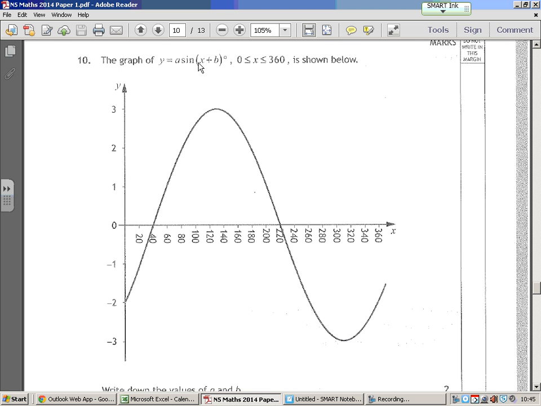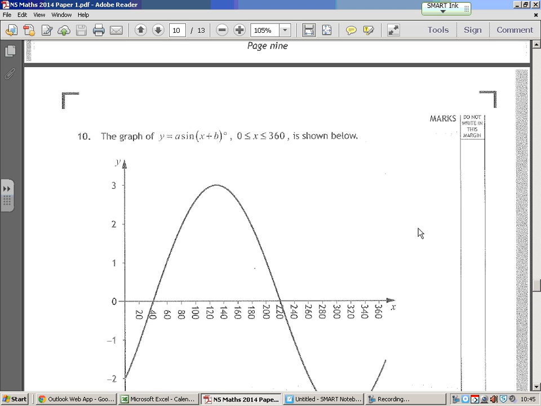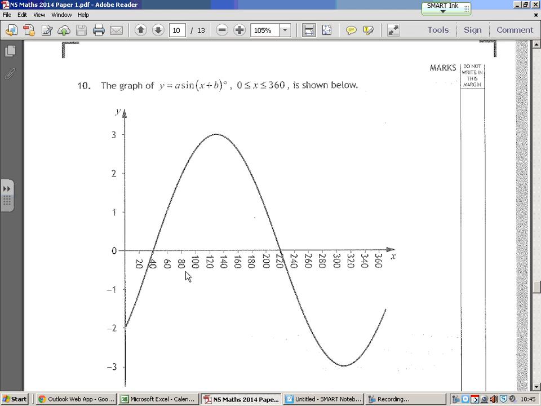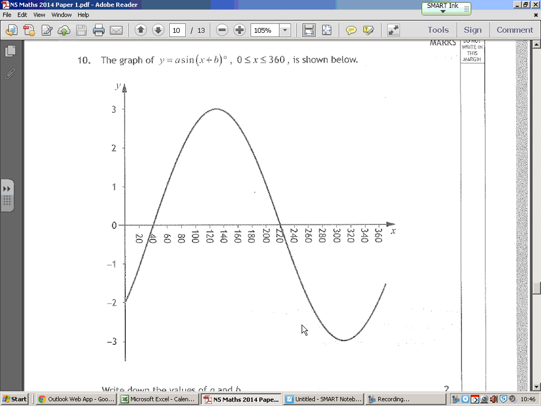The graph of y equals a sin x plus b is shown below. A number here at the front stretches the sin graph by a factor of a. The sin graph normally starts at 0, peaks at 90, comes back through at 180, bottoms out at 270 and at -1, and back up to 360. Normally it goes up to 1 and down to -1. This graph goes up to 3, down to -3. So it's 3 times as high, stretched by a factor of 3. So a will be 3.